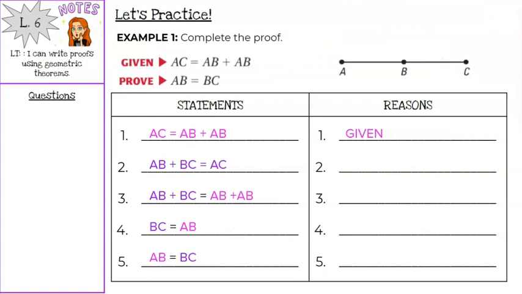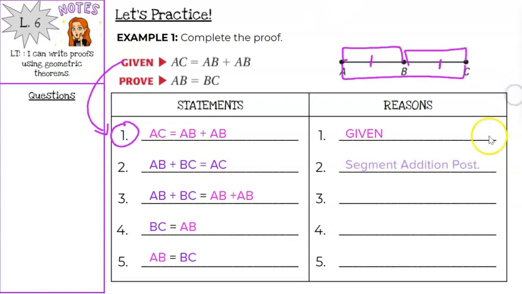So the first statement, number 1, is always what we are given. So we are given that AC equals AB plus AB. The reason is just given. Now I've given you all the statements, and we're just going to think of the reason why we can make those statements, building up that proof stamina. So we have AB plus BC equals AC. Well, why can I say that this segment plus this segment equals the whole segment? You remember we have our segment addition postulate, which tells us that the two segments that make up the whole can be added to make the whole.